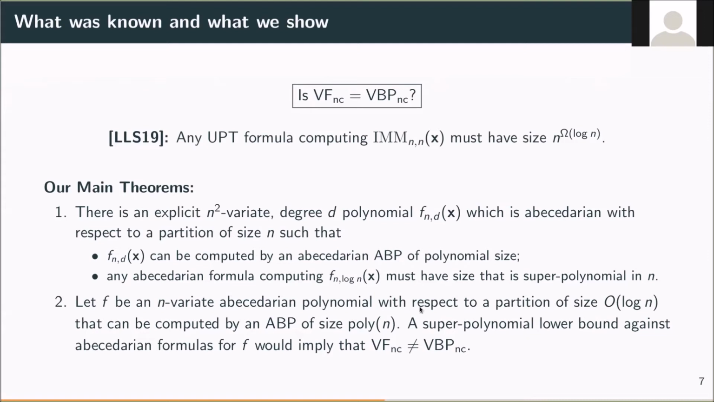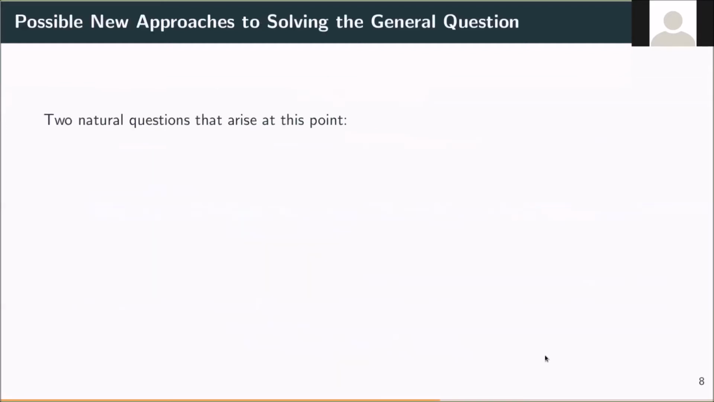Unfortunately, the hard polynomial that we could give the separation for is ABCD with respect to a partition of large size, and hence this is not enough to separate VF and VBP. Okay, so that is our main theorem, and even though we have not been able to separate VF and VBP, what this does is open up two possible ways in which one can try to prove this separation.